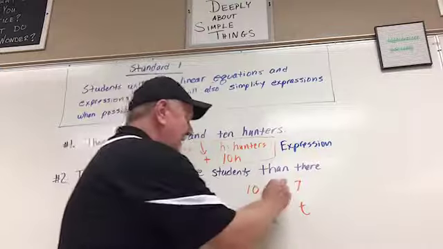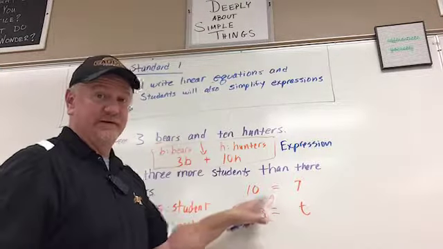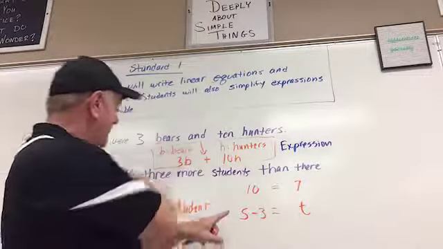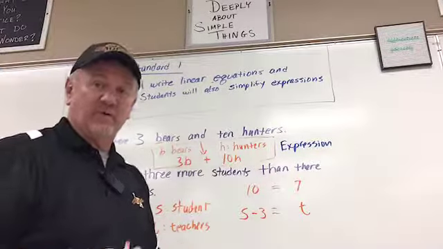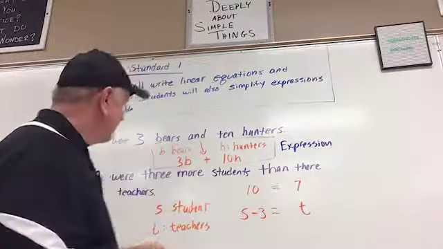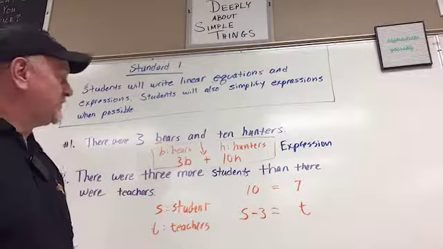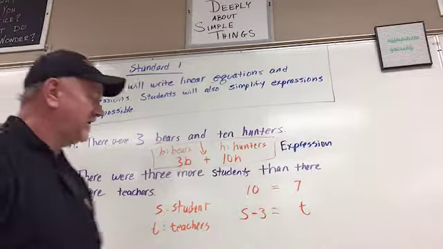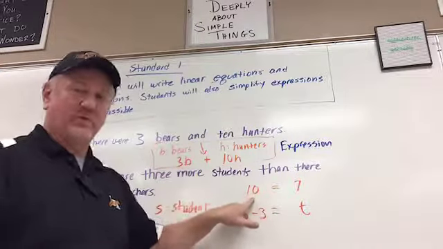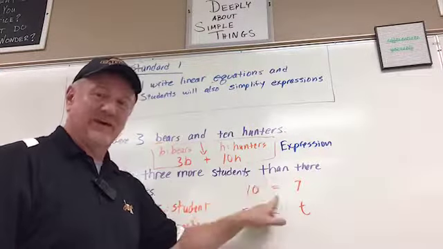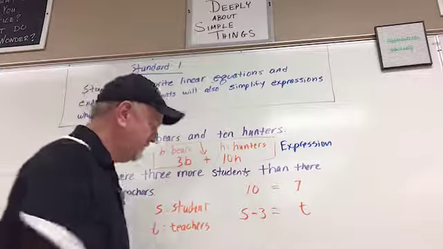Well, if I put an equal sign in there, they're definitely not equal. This matches my sentence, and this is a little trick you can use if you're not sure what to do. There were 3 more students than there were teachers. Make up some numbers for it that fit the sentence. Well, there's 3 more students than there were teachers. Not equal.